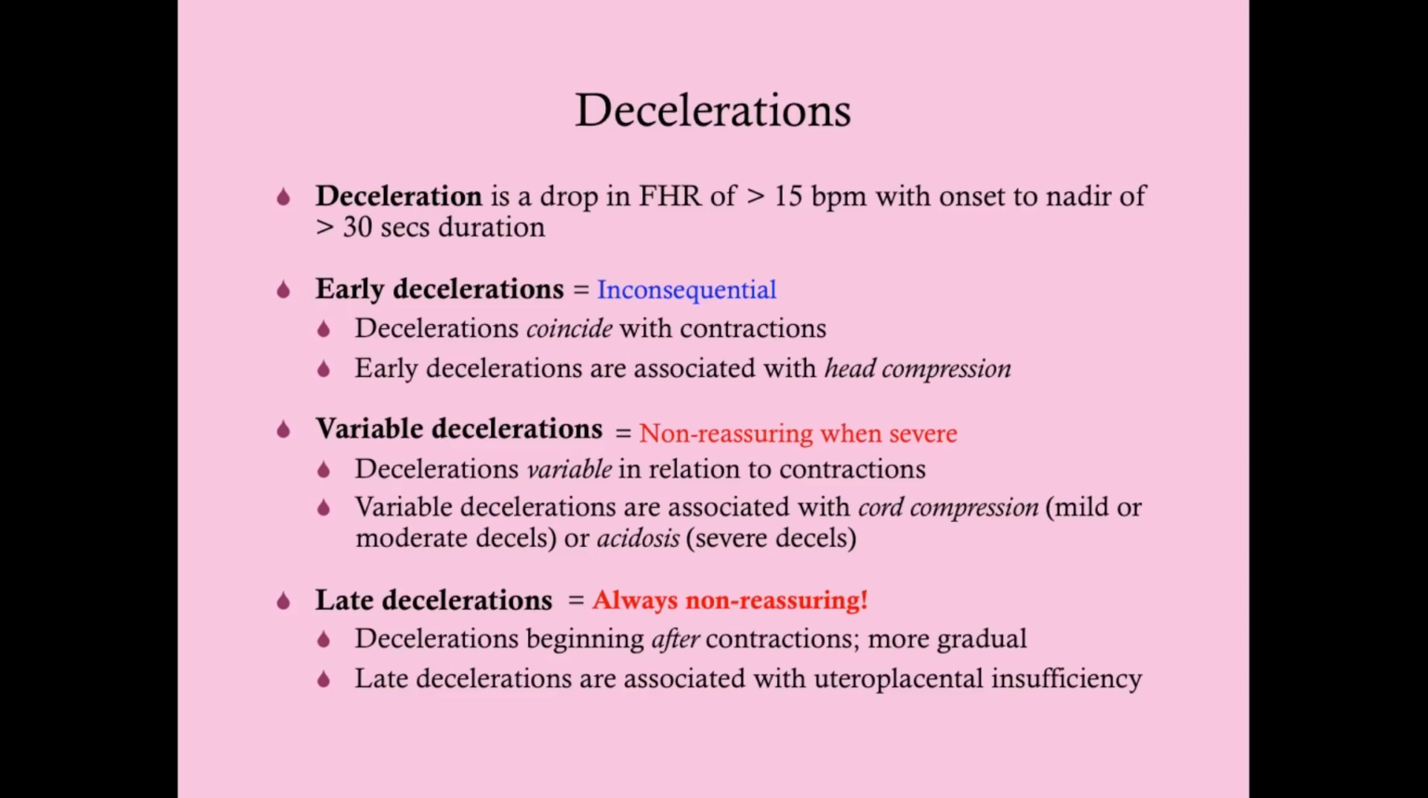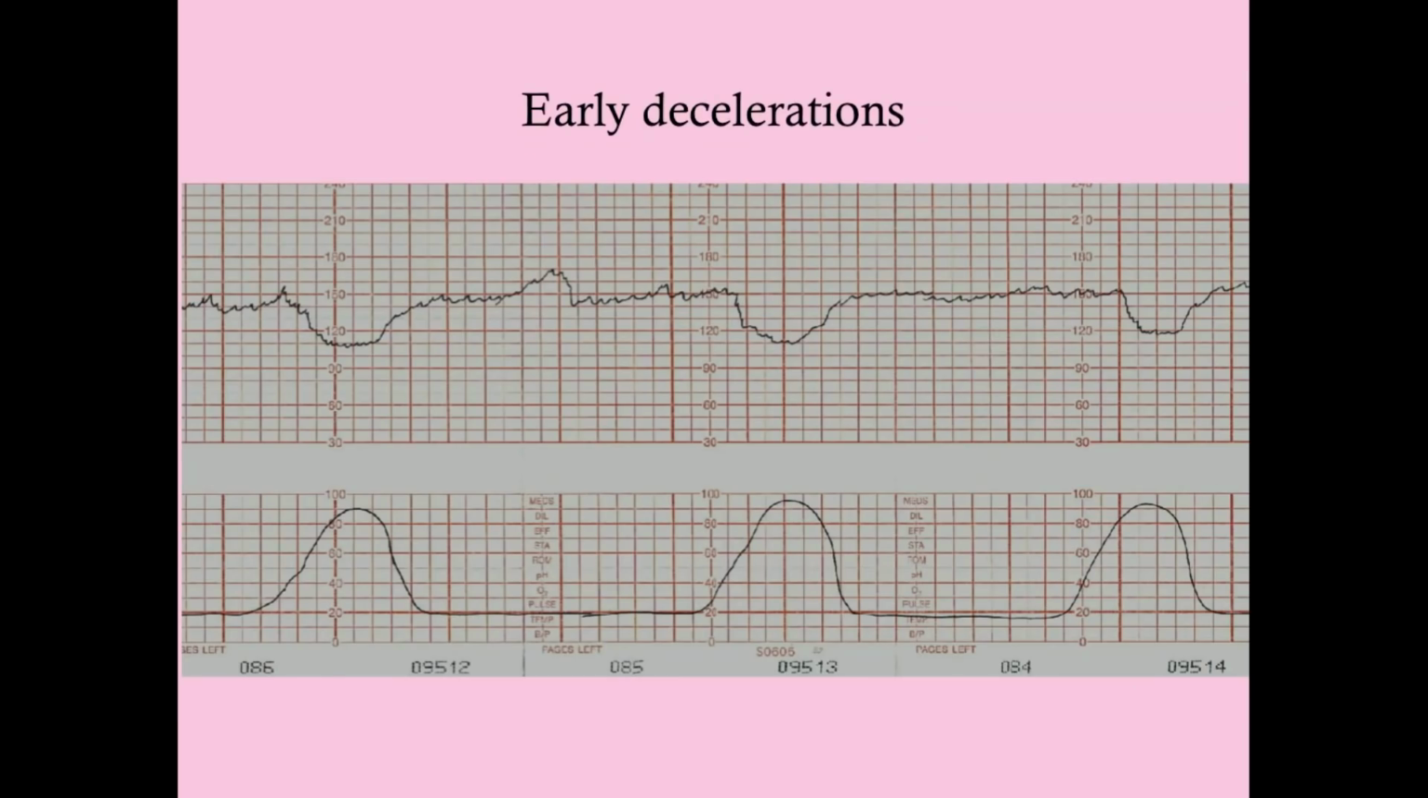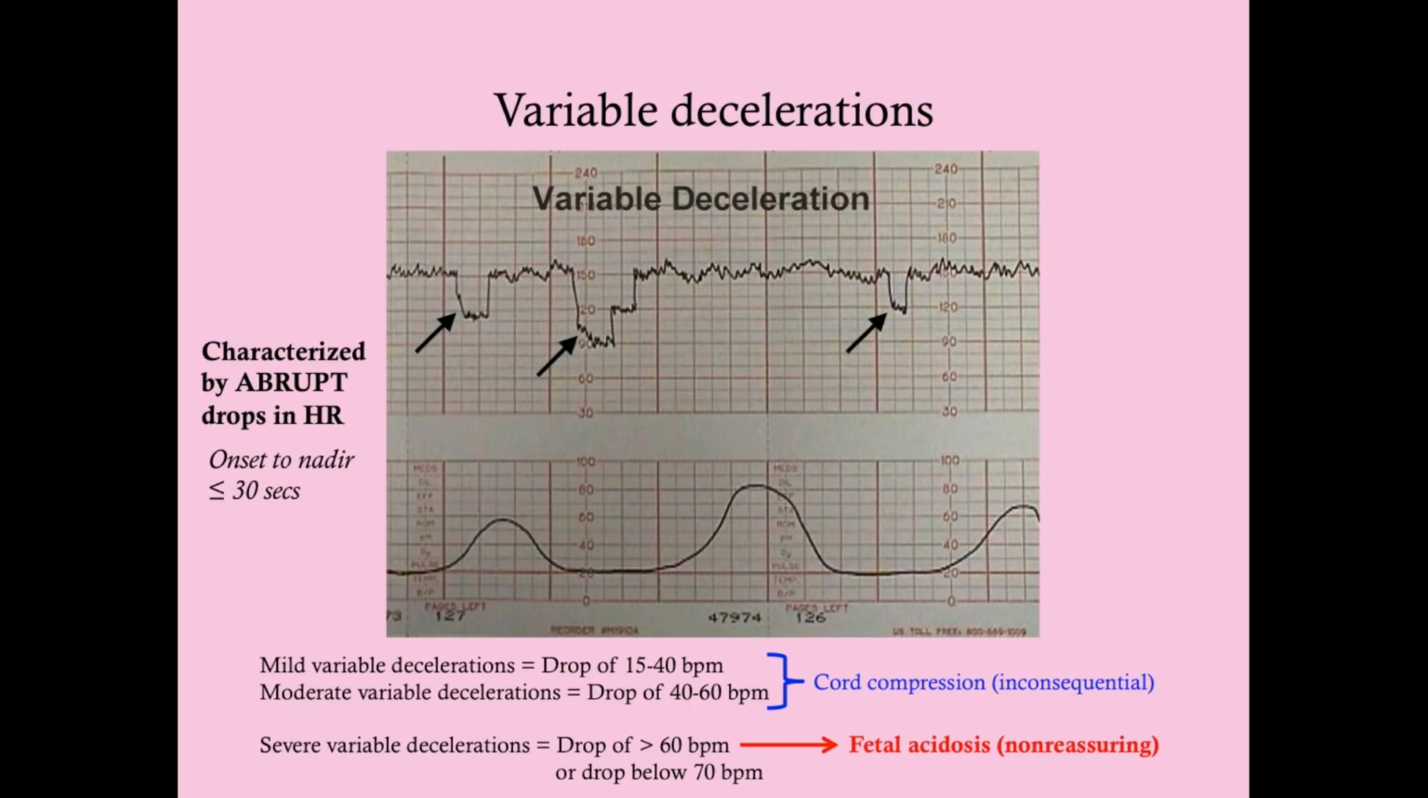even though they are caused by the contractions. Now, when we look at variable decelerations, there are ways that we can categorize them. This is really only important because there are two possible causes of the variable decelerations, or at least two implications. You can divide this into mild, moderate, and severe variable decelerations. A mild variable deceleration is where the drop is between 15 and 40 beats per minute. So if you look at this one here, you're going from 150 to 120. That's a mild variable deceleration.